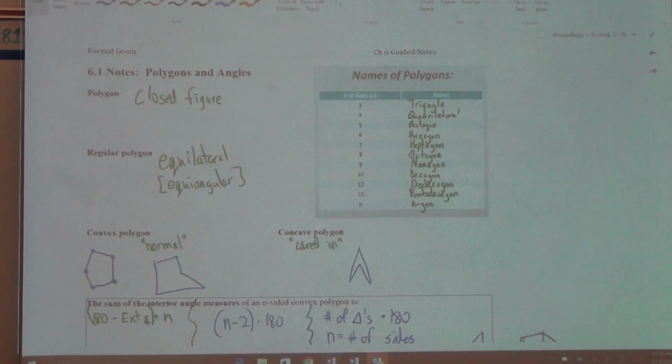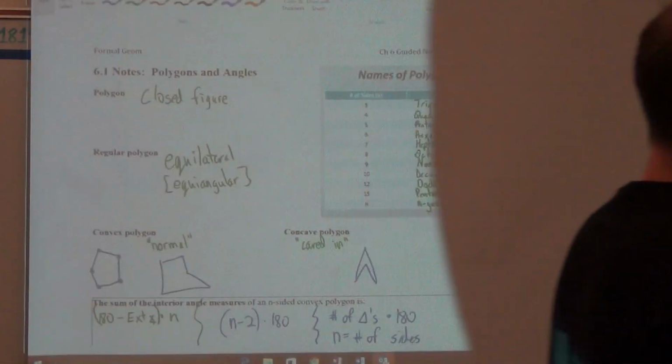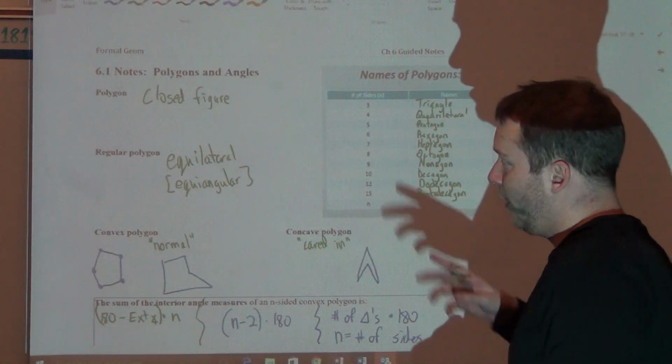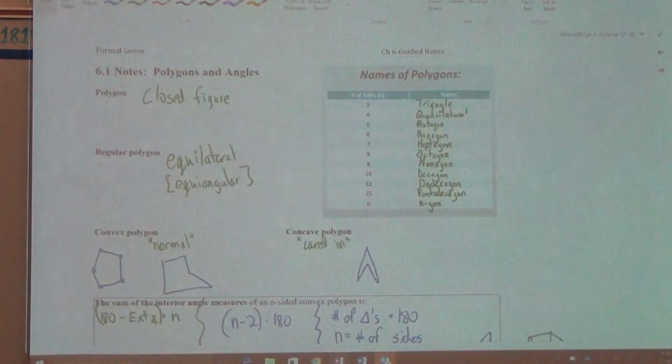The 6.1 notes is your introduction to regular polygons. We're really interested in finding the area of these shapes in what we call section 10.4. But first we want to be able to figure out some angles.